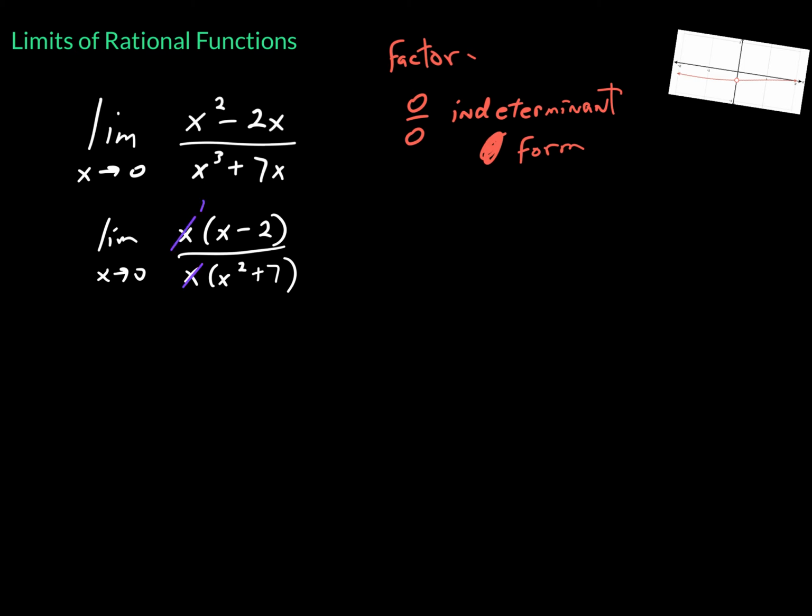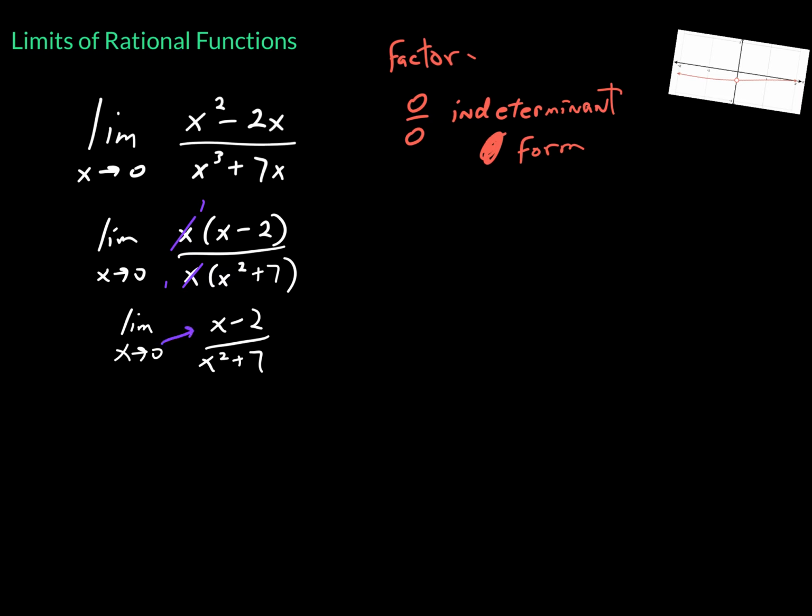I have an x with an x. X over x is 1. They cancel out. They're multiplying. We can cancel them out. So that's going to leave us with something that looks like this. X minus 2 over x squared plus 7. Well, we just factored our problem out. Let's give it a shot. Let's see what happens now.